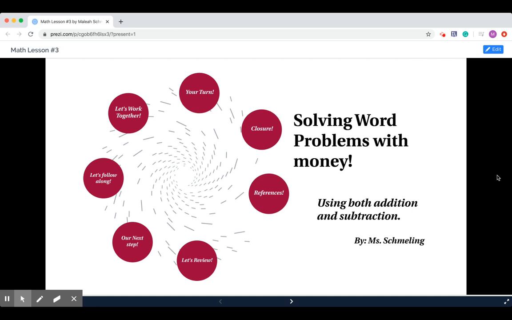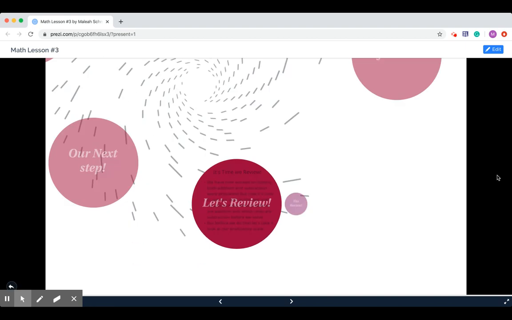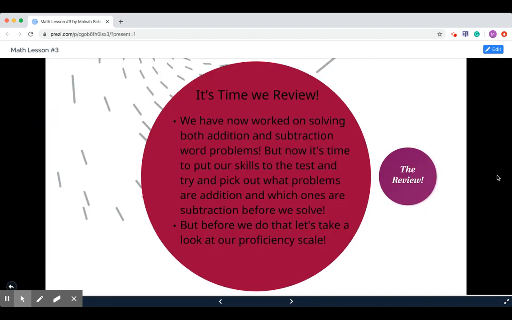Hello, today we are going to be working on solving word problems with money. We are going to be working on using both addition and subtraction to solve them. So, it's time we review.